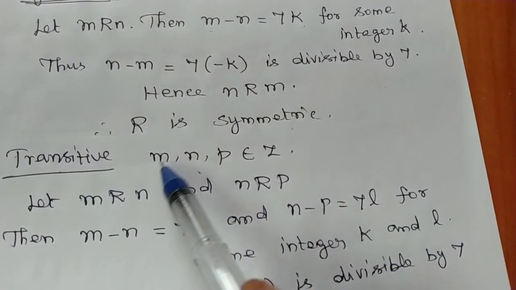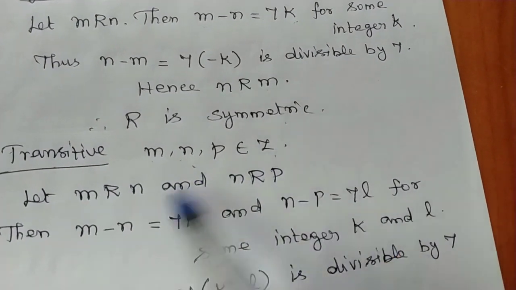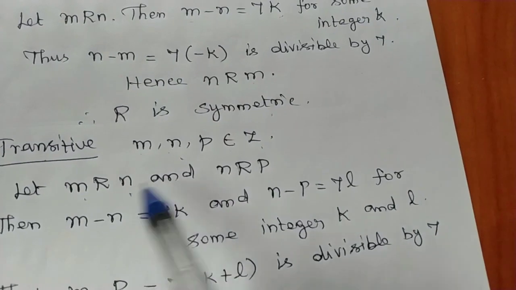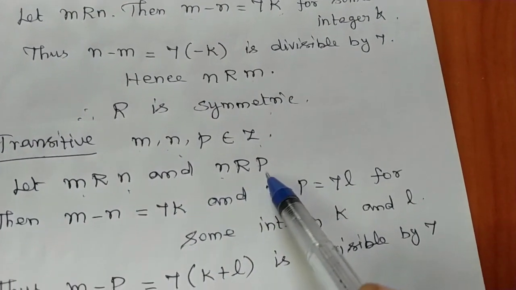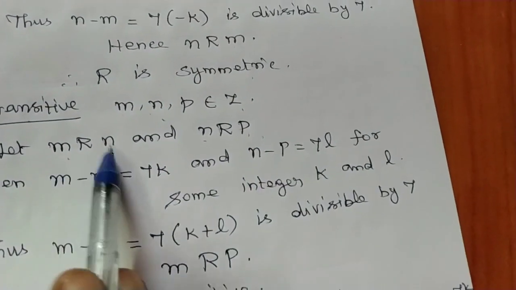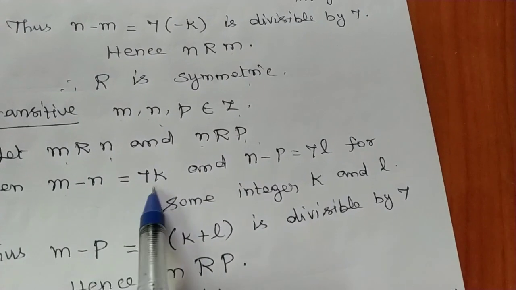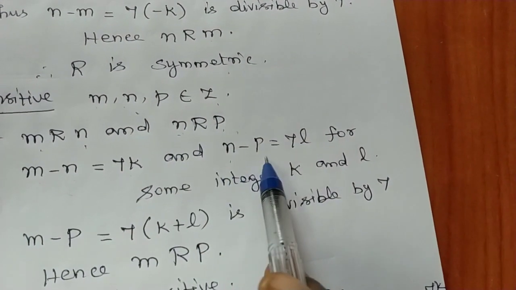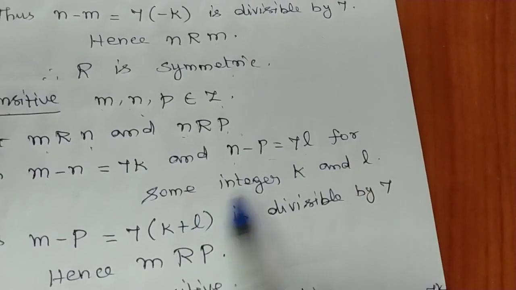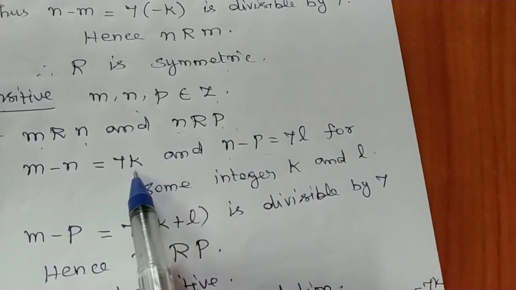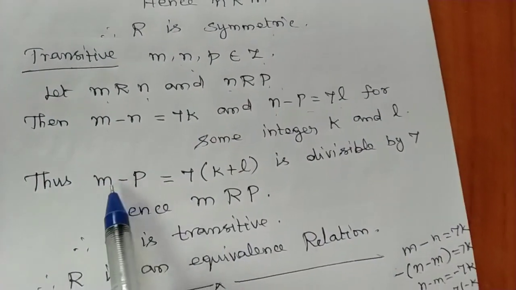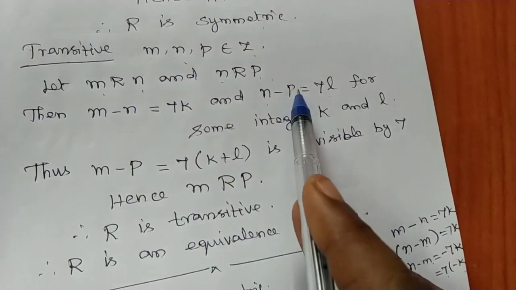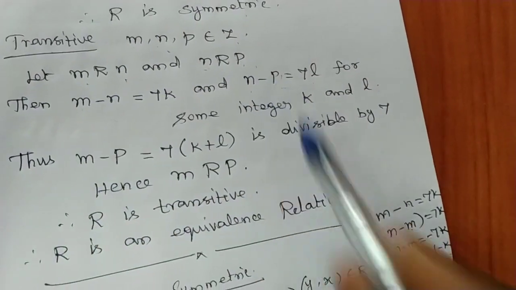Transitive: m, n, p belongs to Z. m related to n and n related to p. Okay, statement. m related to n means m minus n equals, I will take 7k. n related to p means n minus p equals 7l, for some integers k and l. This is divisible by 7, divisible by 7. Okay, we want to find m related to p. m related to p. See that one.